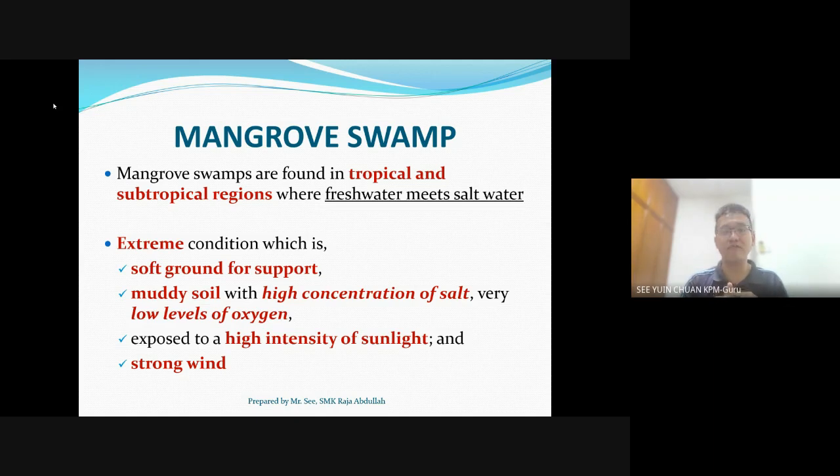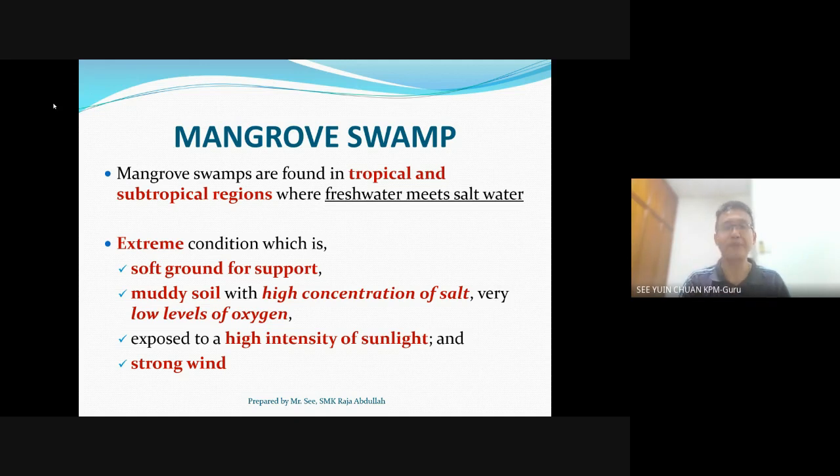One is that they have soft ground for support. Soft ground means that if you put a normal root there, definitely the tree will fall. They also have muddy soil, which has high concentrations of salt. If the trees have normal roots, like tropical trees, we expect the surroundings to have more water and less concentration of salt. But now it is the reverse: high concentrations of salt, meaning that instead of water diffusing into the root cells through osmosis, now it's the other way around. Water leaks out. This is a very big problem. If normal trees are put in the swampy area, they will die from lack of water.